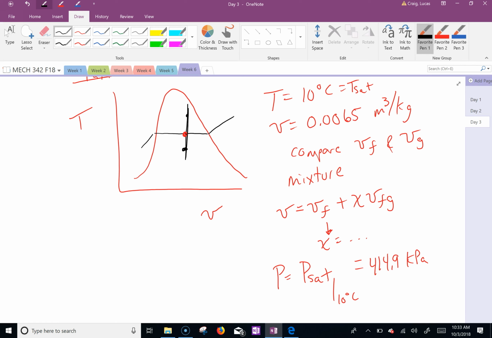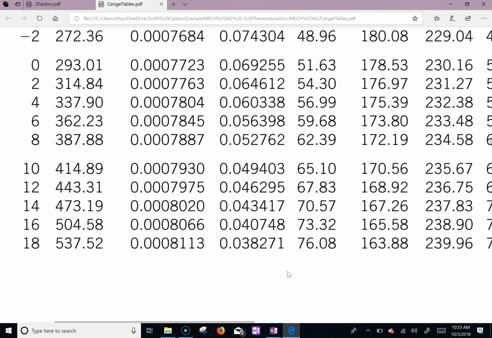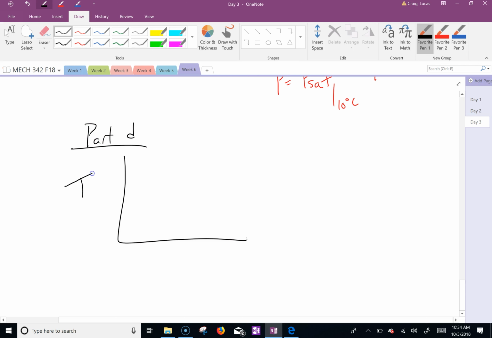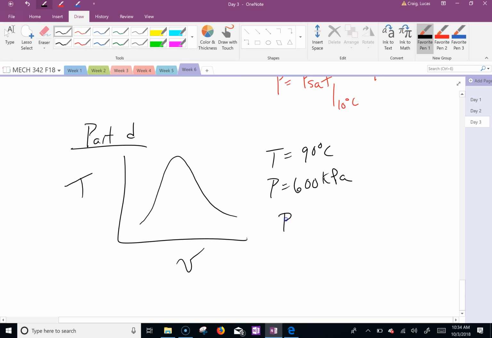All right. And why don't we just check that? Yep. So 414, right? Good. And we got one left. So let's do part D. Temperature is 90 degrees C. Pressure is 600 kilopascals. I found PSAT at 90 degrees C, which is 3,247 kilopascals.